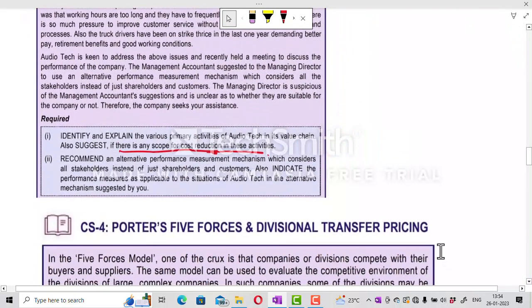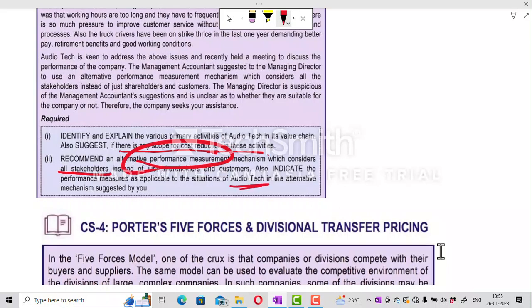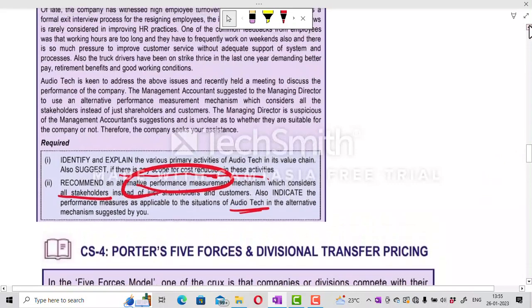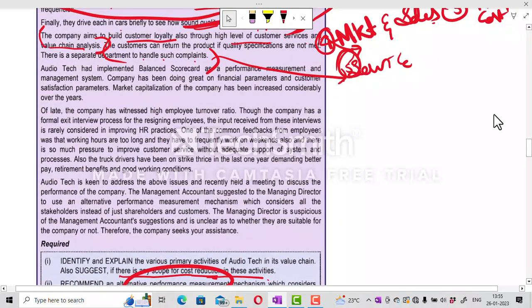Next, recommend an alternative performance measurement mechanism which considers all stakeholders instead of just shareholders and customers. They are asking for an alternative performance measurement. Also indicate performance measures as applicable to the situation of Audiotech in the alternative mechanism suggested by you. Okay, what they should do in that alternative mechanism also we should tell them. So first let's see what is the issue with the current performance measurement.